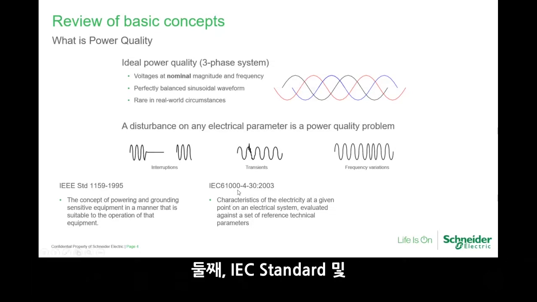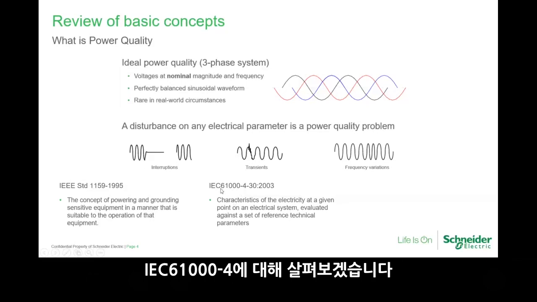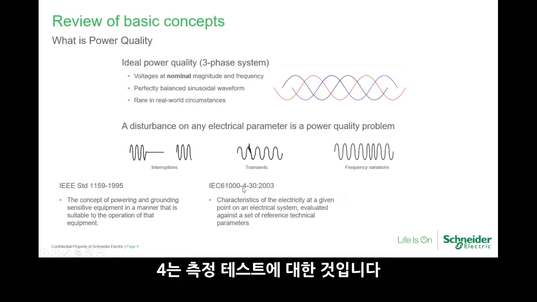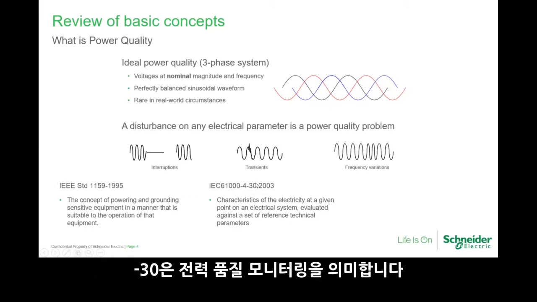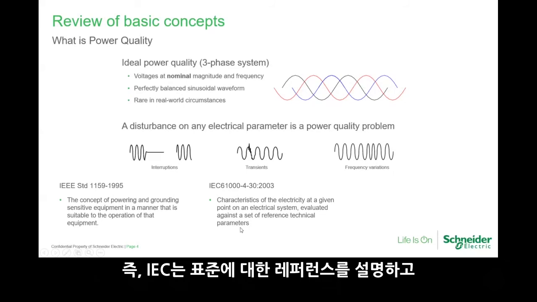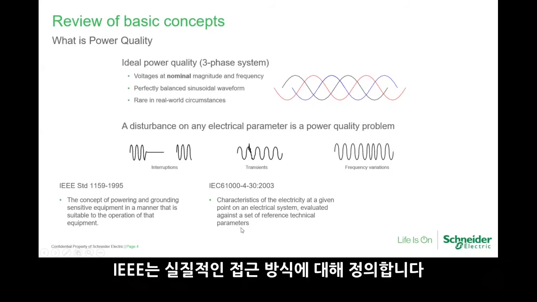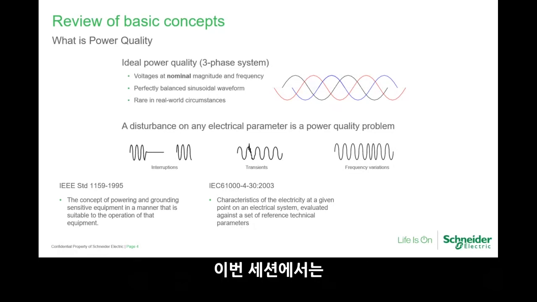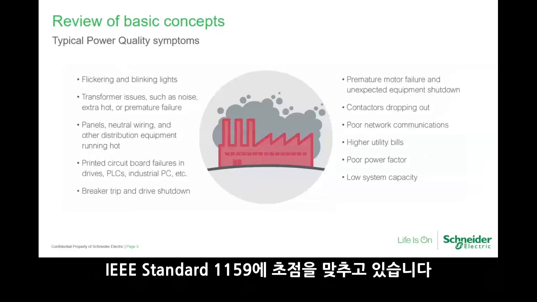Second, the IEC standard. IEC 1000-4, where 4 is about testing and measurement, -30, is basically the power quality monitoring. It describes the characteristic of electricity at a given point of an electrical system evaluated against a set of reference technical parameters. So IEC is very much about references to the standard itself, whereas IEEE is about the practical approach. Today we are very much focusing on information taken from the IEEE standard 1159.